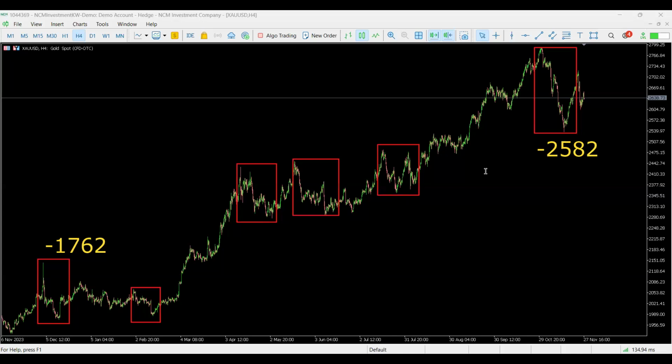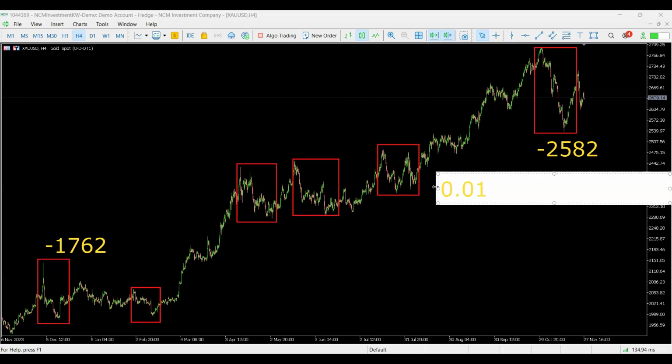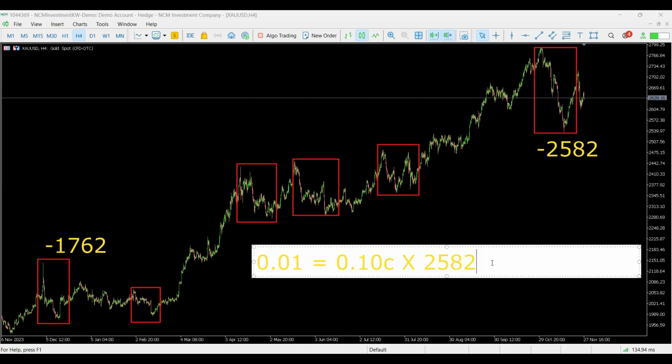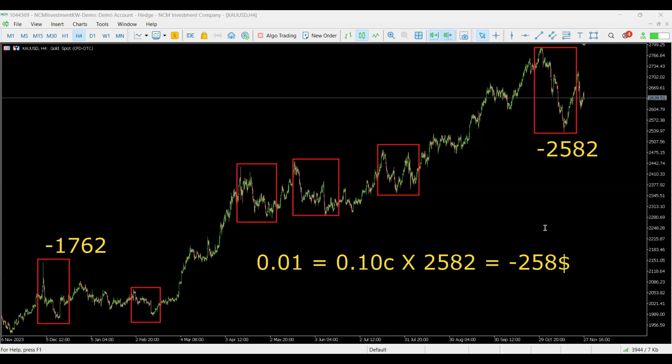What information can I learn from here? If I was using 0.01 lot, 1 point is 10 cents. Multiply by 2582. Open your calculators and work this equation out. If I was trading with 0.01 lot, this would be a loss for me if I had a buy from the highest point, from the top. If I took a buy of 1 micro, 0.01 position, this means I have a loss of minus $258. Can you see that?